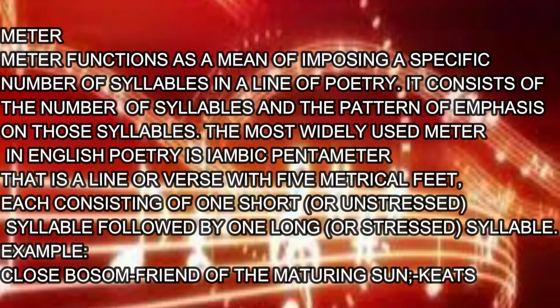Meter. Meter functions as a means of imposing a specific number of syllables in a line of poetry. It consists of the number of syllables and the pattern of emphasis on those syllables. The most widely used meter in English poetry is iambic pentameter, that is, a line or verse with 5 metrical feet, each consisting of one short or unstressed syllable followed by one long or stressed syllable. Example: "Close bosom friend of the maturing sun."